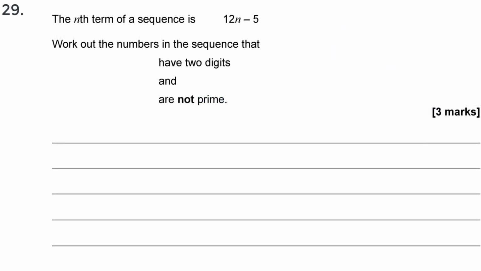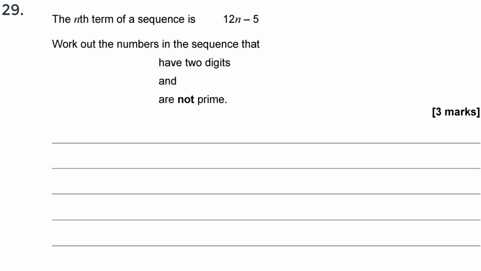The nth term of a sequence is 12n minus 2. Work out the numbers in the sequence that have 2 digits and are not prime. Okay, the nth term of a sequence is 12n minus 5. Work out the numbers in the sequence that have 2 digits and are not prime.